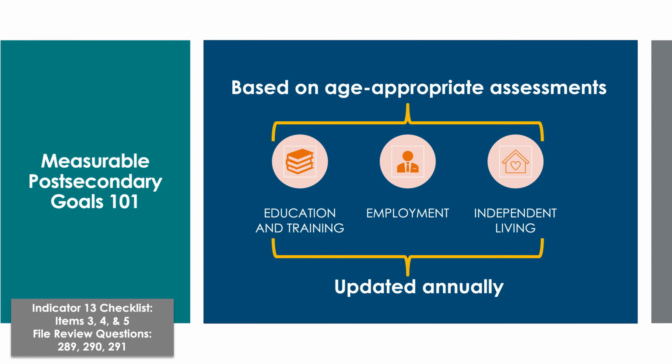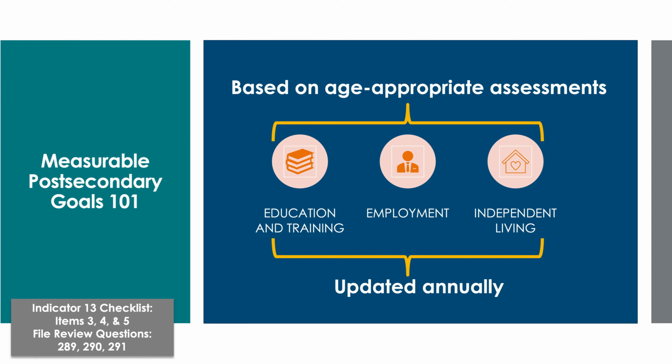Post-secondary goals are a vital part of the IEP. The student's IEP must contain appropriate measurable post-secondary goals based upon age-appropriate transition assessments related to further education and training, employment, and, where appropriate, independent living skills. These goals need to be updated each year, and it should be clear that these updates have been made and are reflective of assessment data.